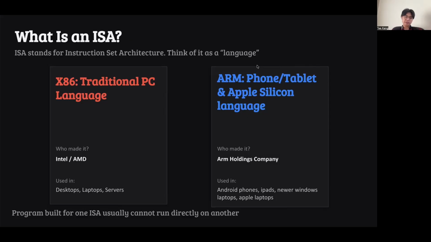Who made x86? x86 was built by Intel and AMD. They're commonly used in desktops, laptops, and servers. ARM was built by Arm Holdings. It's commonly used in Android phones, iPads, and newer Windows laptops and Apple laptops. A program built for one ISA usually cannot run directly on another. So you can use a VM to virtually run the software. That's another way.